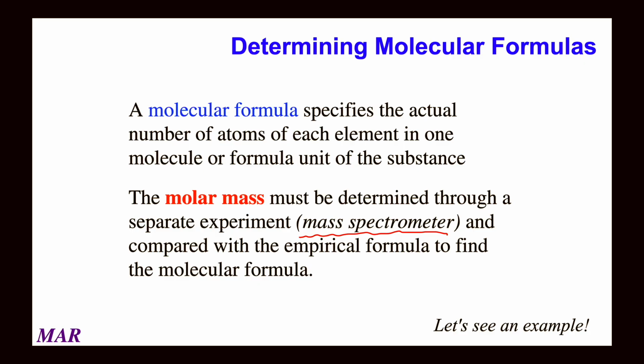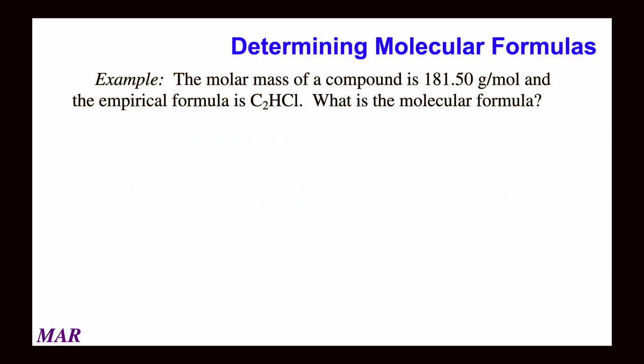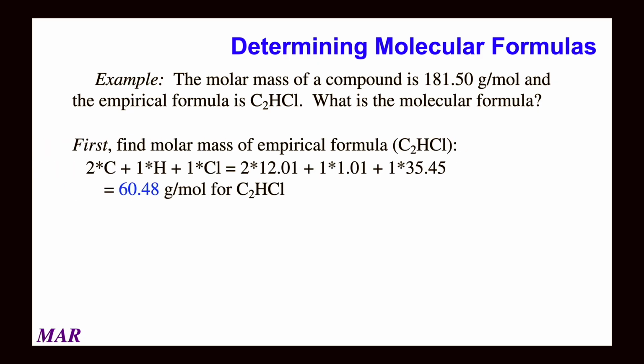Let's see an example of how this works out. So here's a compound. It has a molar mass from the mass spectrometer of 181.50 grams per mole, and the empirical formula C2HCl. Let's use this information to find the molecular formula of the compound. No problem.